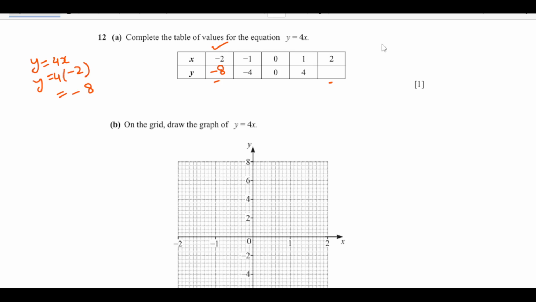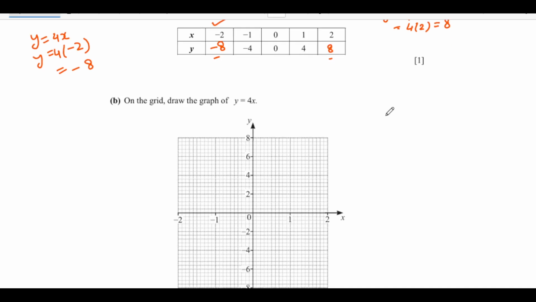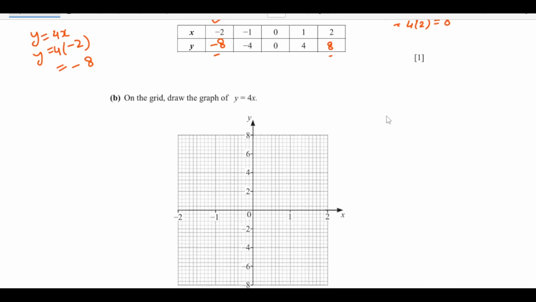And for this one here we will have again y equals 4x. So 4 into 2, that is 8. So it is positive 8. Okay. Now on the grid draw the graph of y equals 4x.